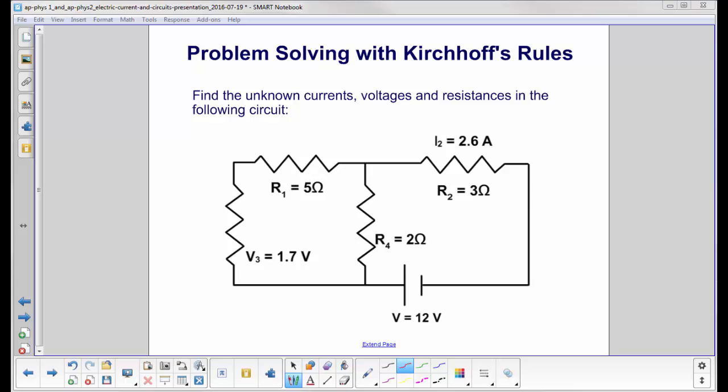Let's apply Kirchhoff's rules to this circuit. We're given a resistance here, given a current, a resistance here, a voltage here, and we want to find everything that we don't have. For example, we're going to want to find V1, and we're also going to want to find I1 for this resistor. Now, if you look at this circuit, we really don't need Kirchhoff's rules, but I didn't want to start with something very, very hard that would be too tough to follow.